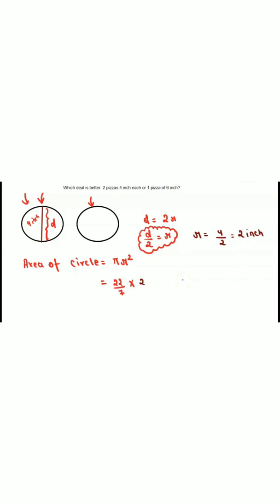So radius will become twice into twice, right? Because radius square, and this will become 2 into 2. Now we can solve this. 22 into 2 is 44, and 44 into 2 is 88. So this is basically 88 upon 7. Now I hope everyone knows how to do division.